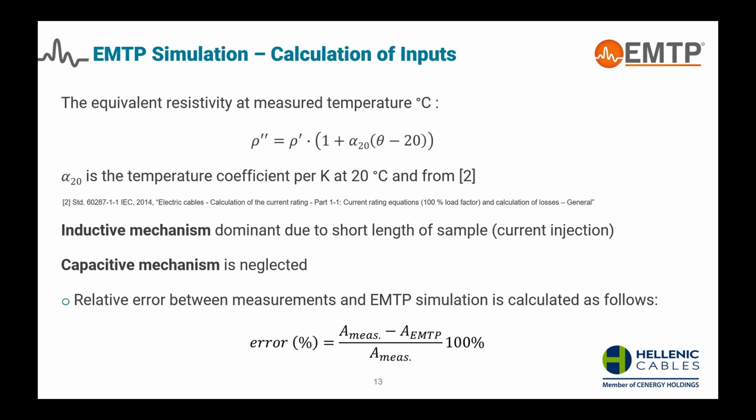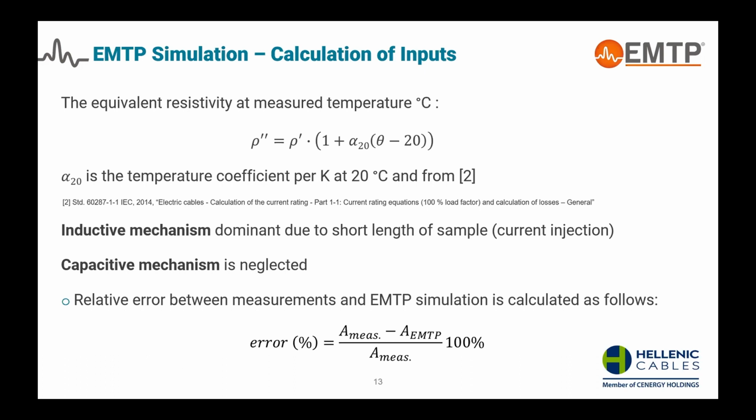all the properties like alpha, which is the temperature coefficient per cable at 20 degrees, are coming from the corresponding tables in this standard. As I told you, the length of the samples is short. It's like 36 meters. So the inductive mechanism in our case is dominant. And of course, we have the current injection. So the inductive mechanism is the one that is the most crucial, and we can say that the capacitive mechanism in our case, with a short length, can be neglected.